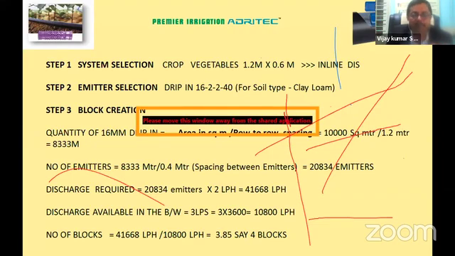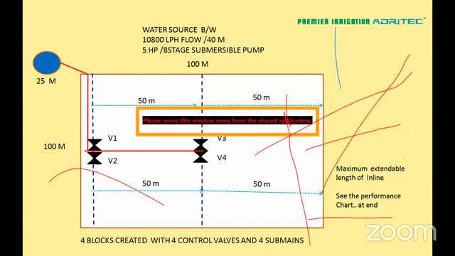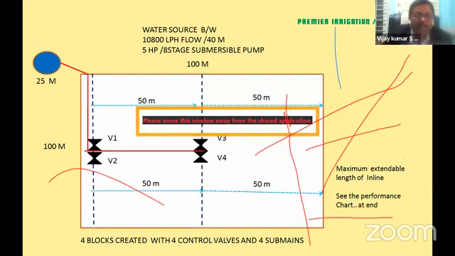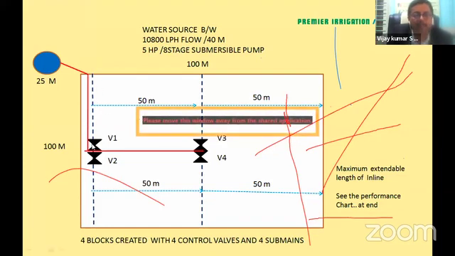So the design has become so simple. Here again, I have made the design like this. I have created the 4 blocks. I have taken the lateral of 50 meters to one side. For uniformity and hydraulic balance, I have taken a standard system. I have just shown you an option that you can have lateral only on one side of the submain. So these dotted lines are the submains, these small dotted lines are the laterals, and these are the valves. So this is entirely the system.